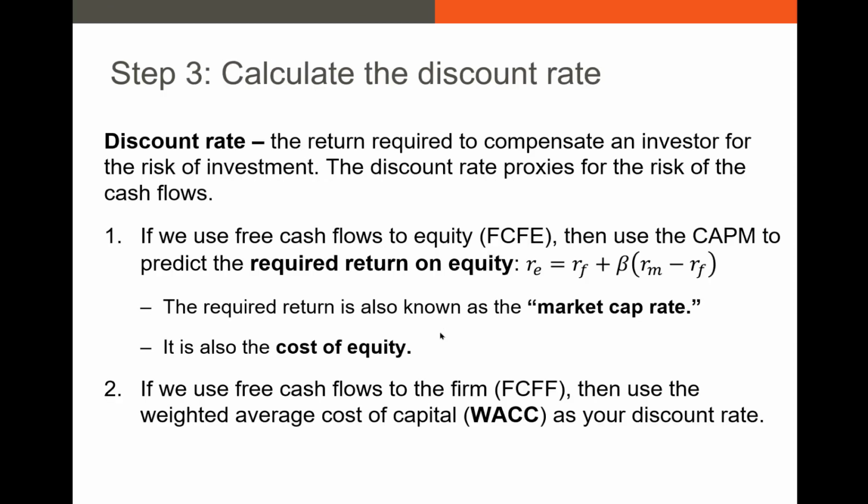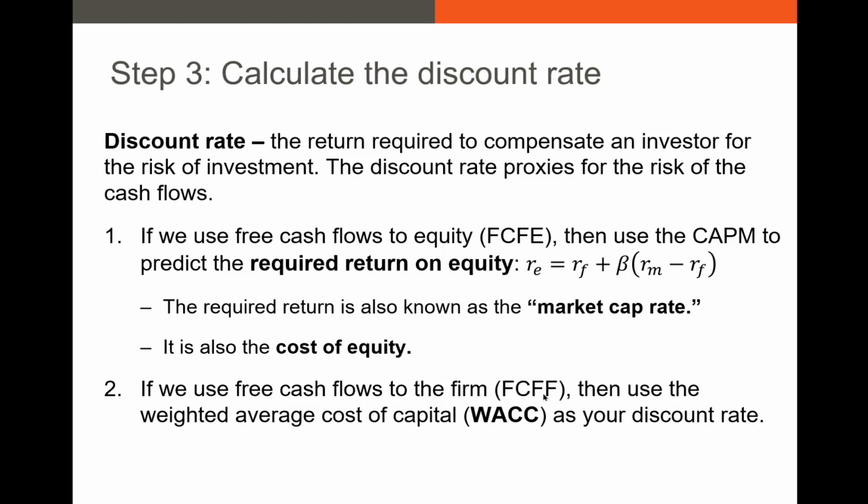So next step, calculate the discount rate. Discount rate, we have two different ways that we do this. Discount rate is just the rate at which we discount our free cash flows over the entire future. If we're using, let's say, the free cash flow to equity, or FCFE, then we're going to use our required return, similar to what we did with the Gordon growth model. So basically just use the CAPM to estimate your cost of equity, aka market cap rate or required return.